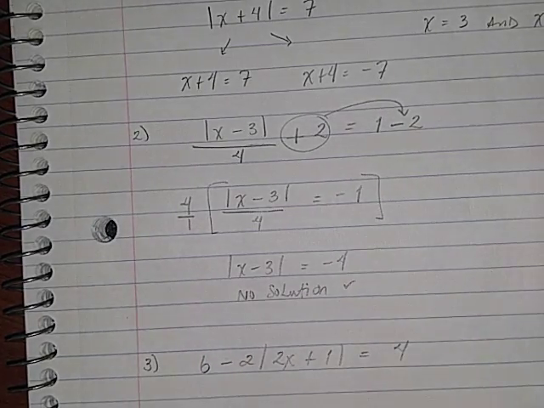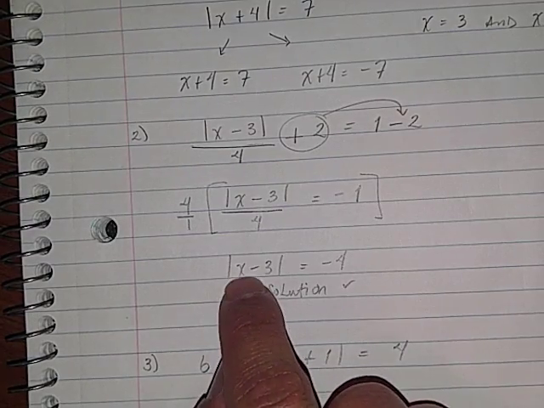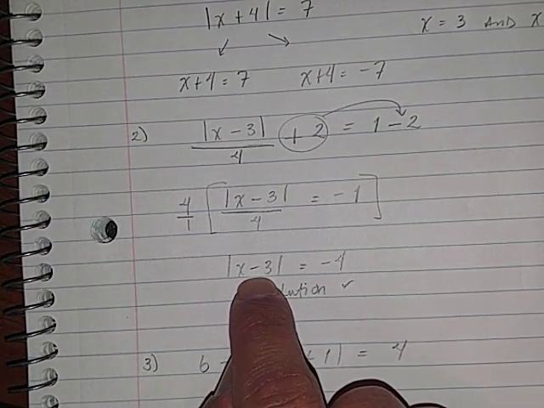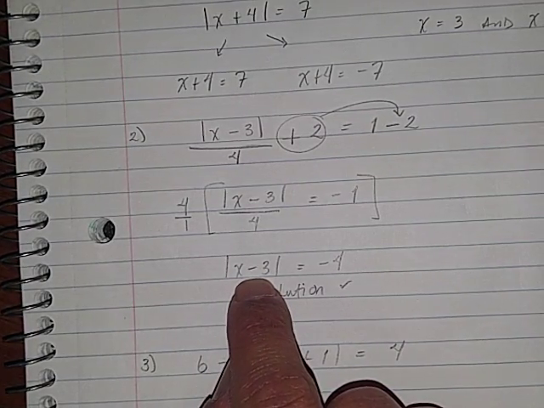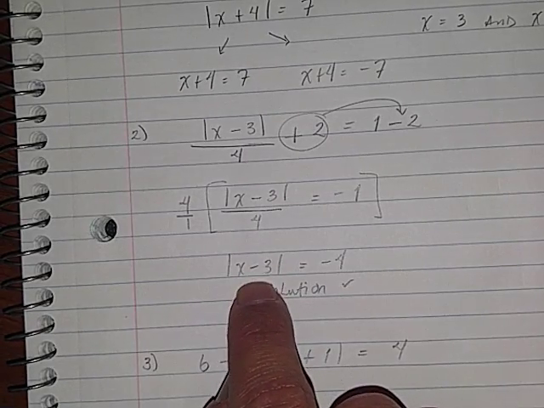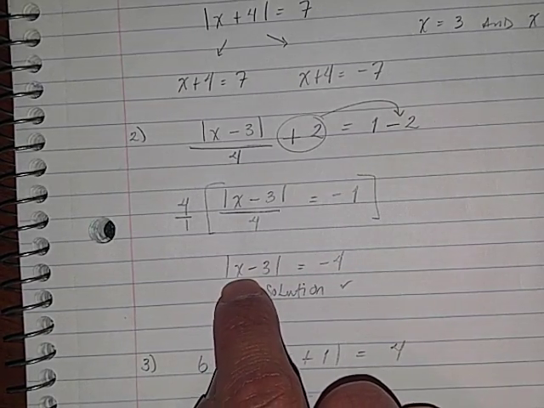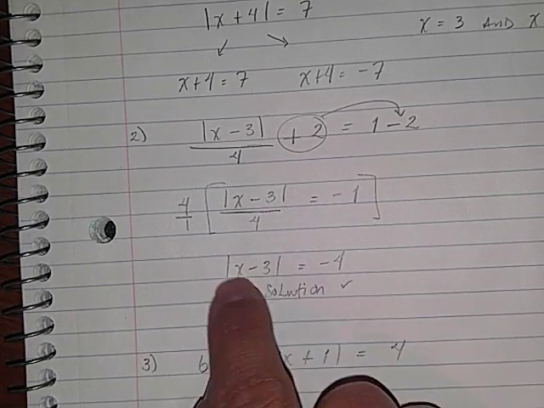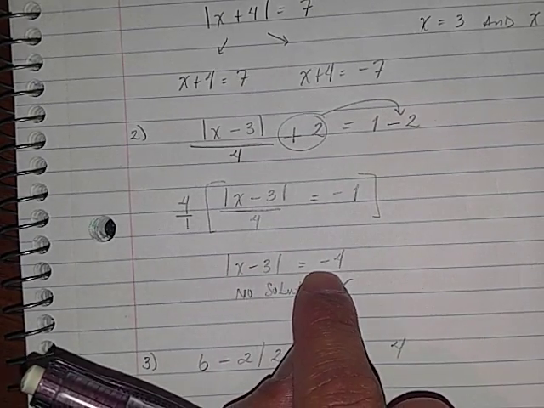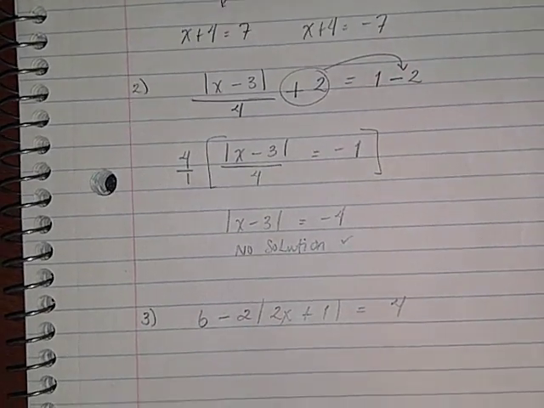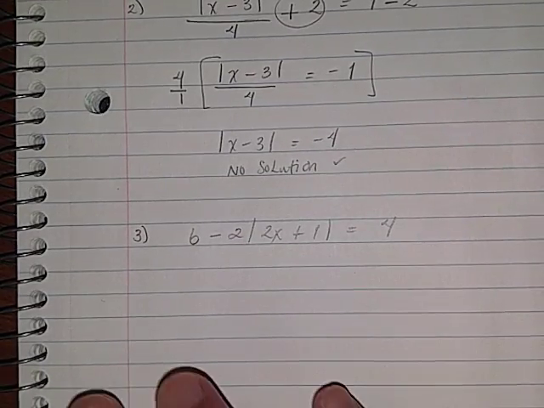There's no solution. Does that make sense? Because whatever I put in here, let's say I put a 1, 1 minus 3 is negative 2. The absolute value of negative 2 is not negative 4. Even if I put negative 1, negative 1 minus 3 is negative 4, but the absolute value of negative 4 is going to be a positive. So be careful with that one. That's just a bit of a trick question.